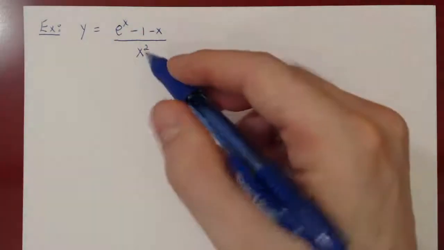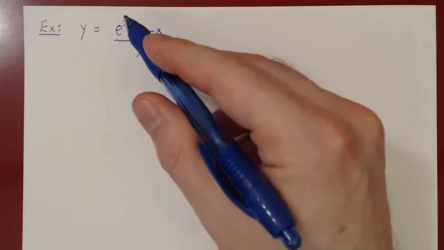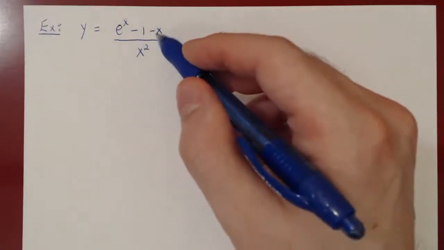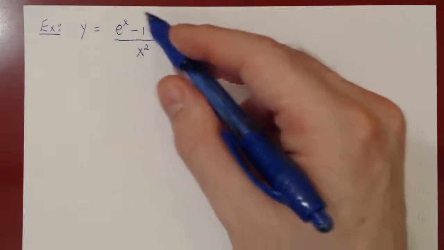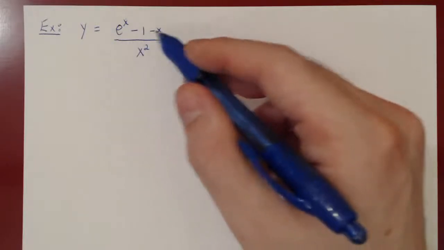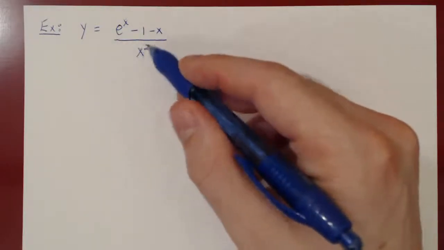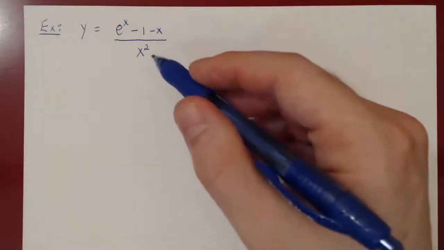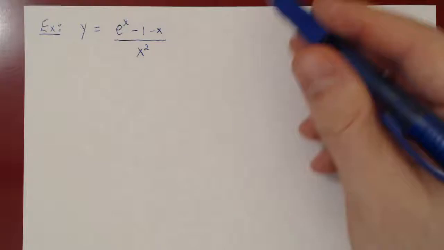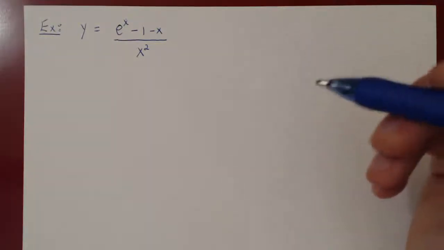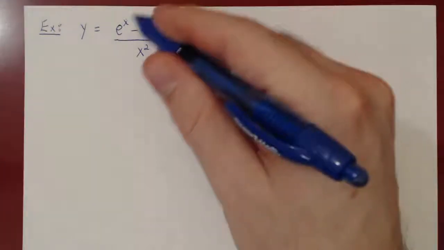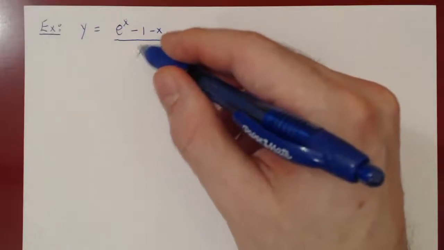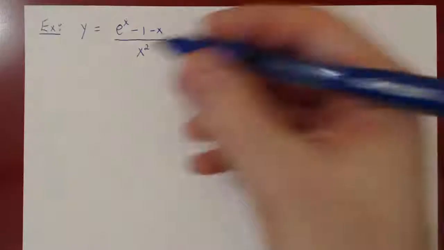We have a quotient. Now the function e to the x is always defined. Same for 1, same for x. So the function on top is always defined, so it will never blow up. But we have, once again, a division, so we have to be wary about dividing by 0, which could possibly let the function go up to infinity and give us a vertical asymptote. So we have to check what happens around x equals 0.